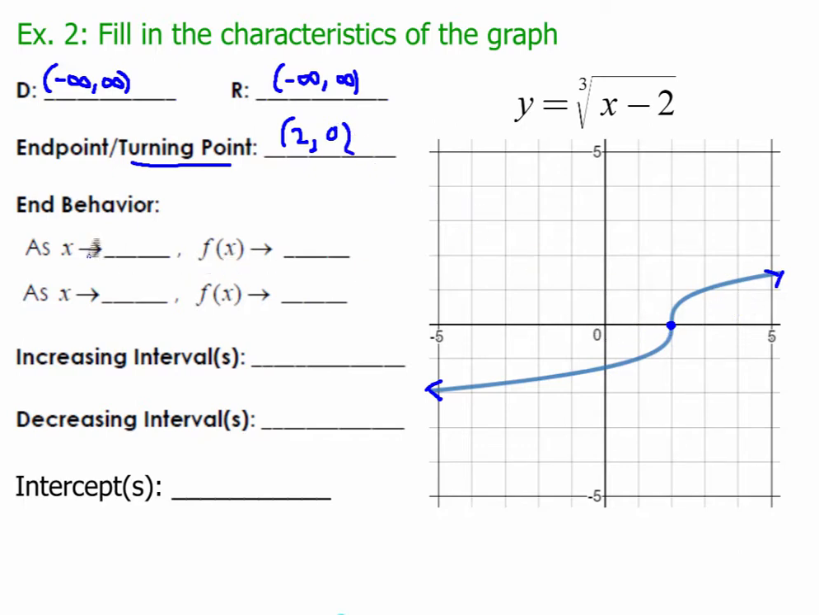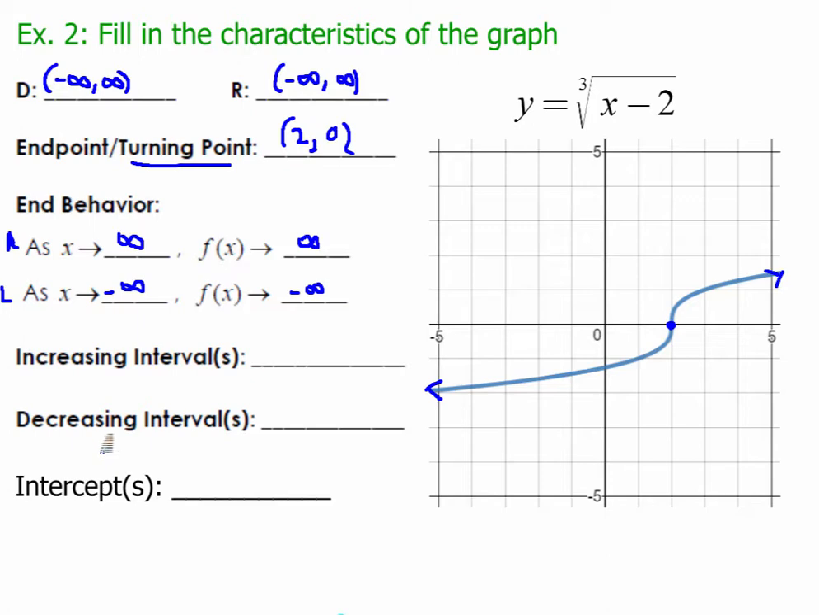For my end behavior, because I have this arrow on the right-hand side, I have an arrow going to infinity for x, and because it's pointing up, that's also infinity for y. On the left-hand side, I have an arrow going left, so x is going to negative infinity. And because that arrow is also pointing down, then y is also going to negative infinity.